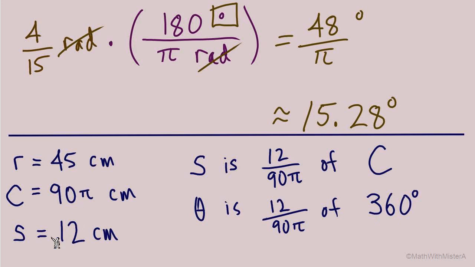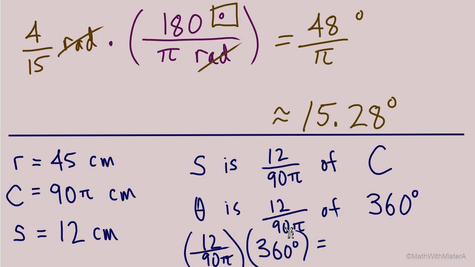Okay? So what I did was I said, I know the radius and I know the arc length is 12. I could figure out what the total circumference is. So the arc length we're interested in is this fraction of the total circumference. Therefore, the angle is that fraction of our total angle measure in a circle, 360 degrees. So I do this multiplication, 12 over 90 pi times 360 degrees equals the 48 over pi, or approximately 15.28 degrees. So I didn't specifically use the S equals R theta formula.